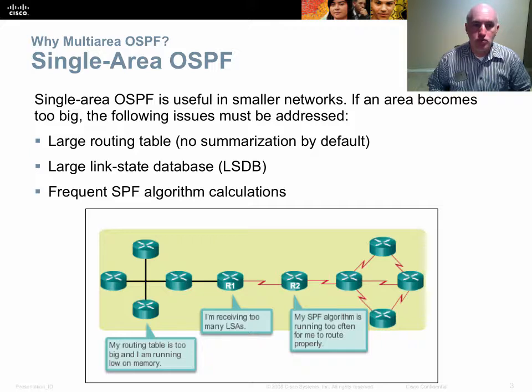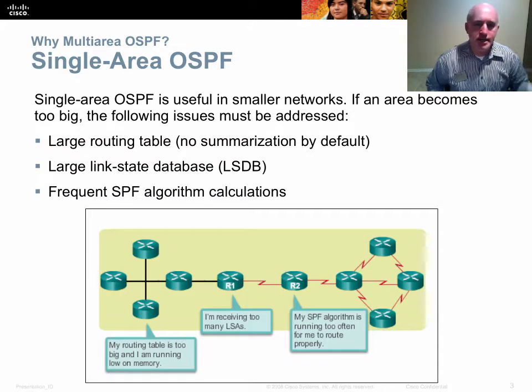We could have large routing tables, which means no summarization by default, and those tables will ultimately affect the performance of the network. A smaller table routes faster. We also would end up with a large link state database, taking more CPU and RAM to maintain. And you'd have frequent SPF algorithm calculations. Again, the SPF algorithm is the CPU intensive part of that database. So lots of CPU and RAM utilization would spike on your routers, and you would have a little bit of reduced performance in your network.